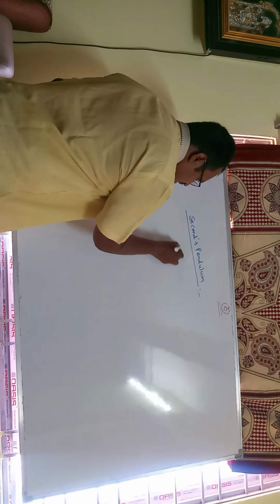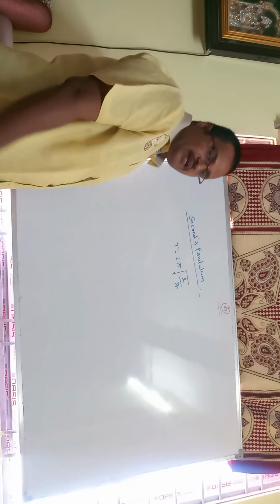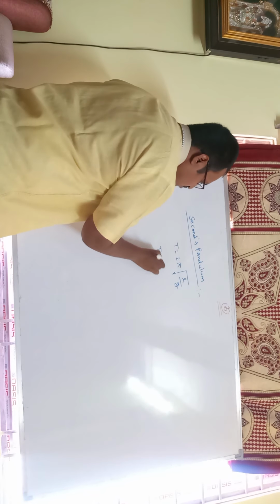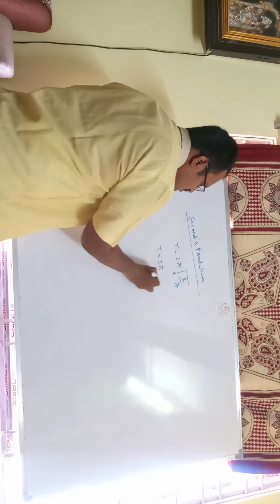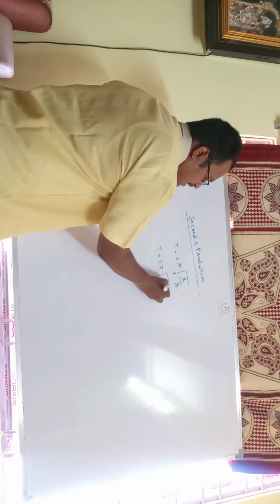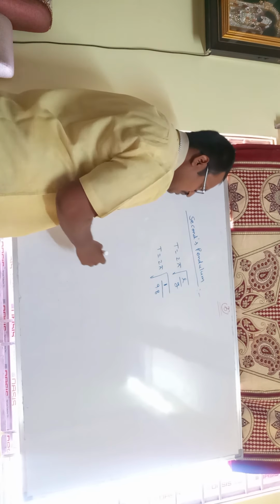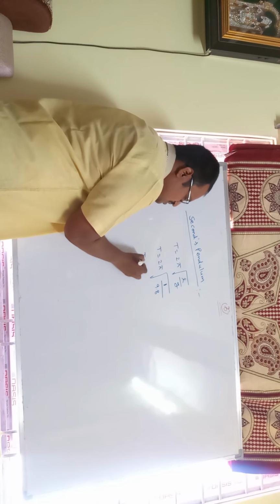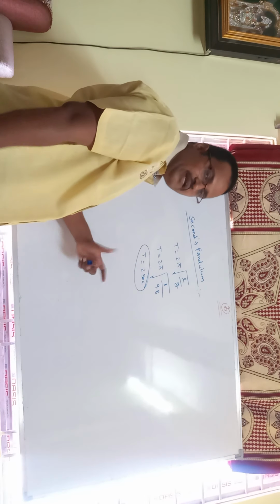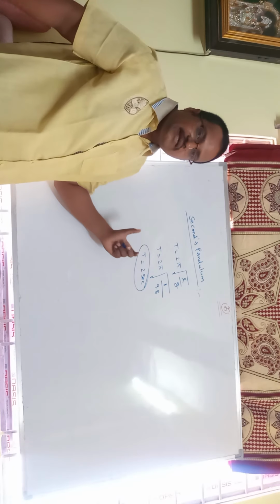See this one, we know that time period equal to 2 pi into root over l by g. So time period equal to 2 pi into root over the length of the seconds pendulum, 100 centimeter, that is nothing but 1 meter, by g value 9.8 meter per second square. Now by solving this one we get 2 seconds. So this is the value of the time period of a seconds pendulum.